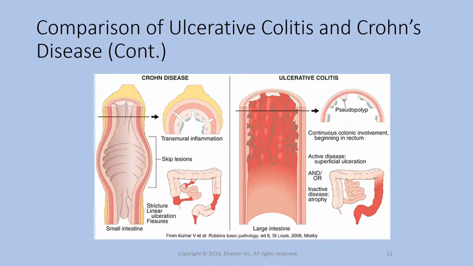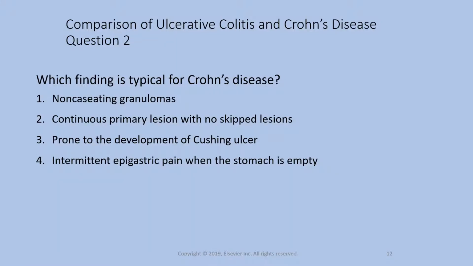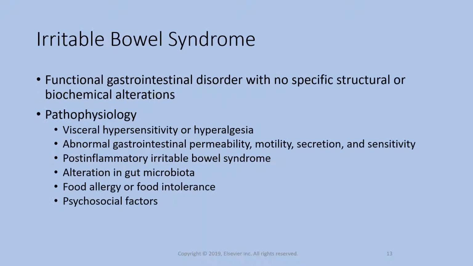And these are some pictures of the different effects of the disease on different parts of the bowel. Which finding is typical of Crohn's disease: non-caseous granulomas, a continuous primary lesion with no skip lesions, prone to develop Cushing ulcers, or intermittent pain with the stomach empty? So it's a continuous primary lesion with no skip lesion. No, that's not true, right? So non-caseous granulomas, which we mentioned.